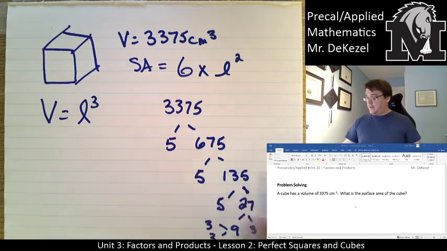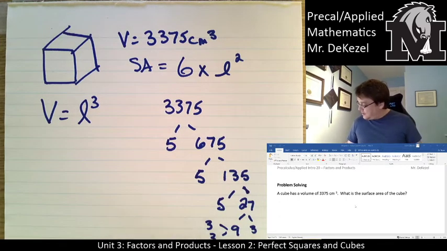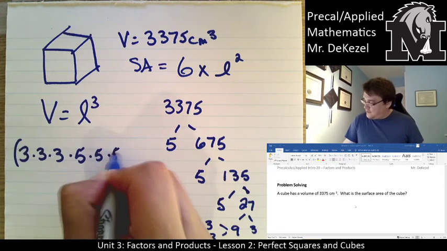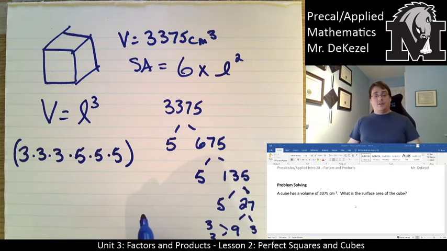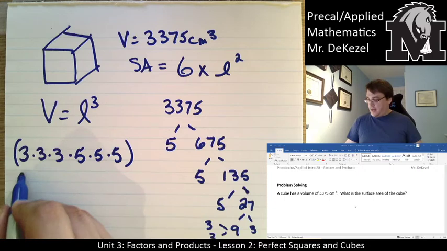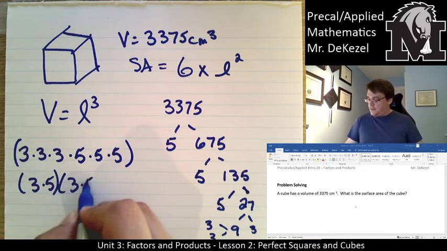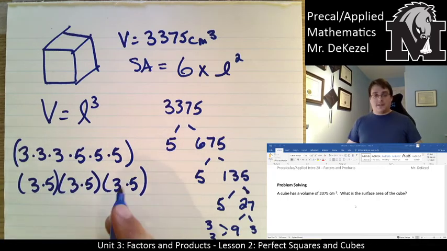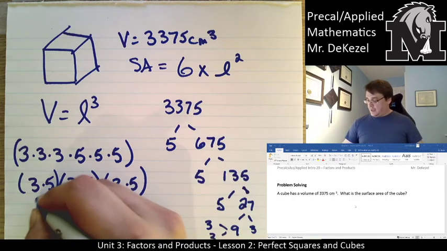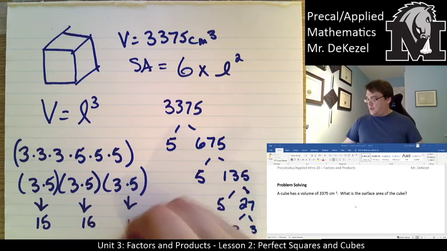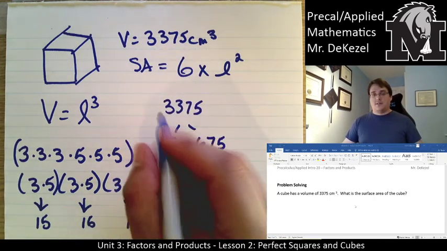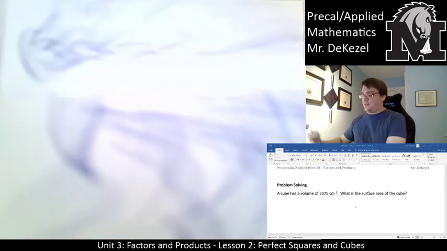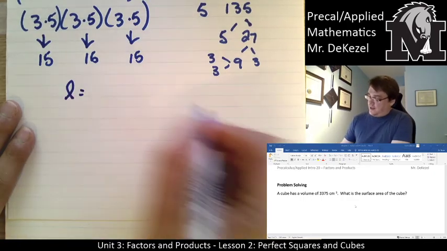So now I can write 3375 as its prime factors. We have 3 threes and 3 fives: 3 times 3 times 3 times 5 times 5 times 5. I can break that down into three groups of equal value. We'd have 3 times 5 in one of them, 3 times 5 in the next, and 3 times 5 in the last. I took one 3 and one 5 from each of these, and broke that up into 3 equal sets. So this is a perfect cube. What value is it? Well, 3 times 5 is 15. So that means that 15 cubed gets us 3375, which means that the length is equal to 15.